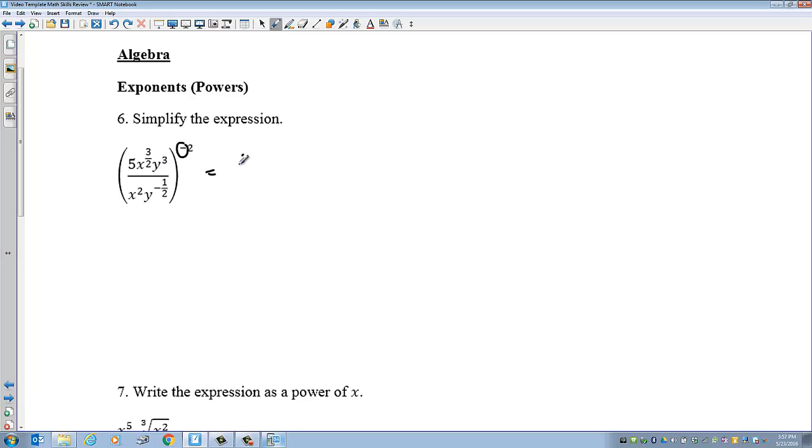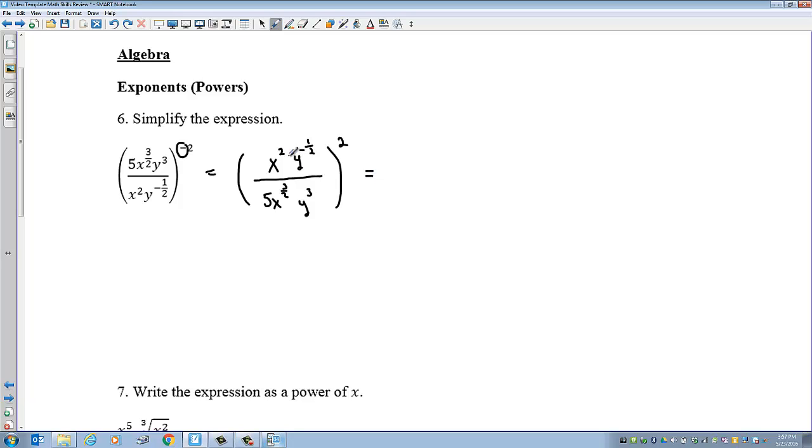So this is really the same thing as x squared and then y to the -1/2 divided by 5 x to the 3/2 and then y cubed. And then this is still all squared. I just took care of the negative part, so I still need to square everything. And notice how my x's and y's look very different. I'm not going to get confused between x's and y's here typically.